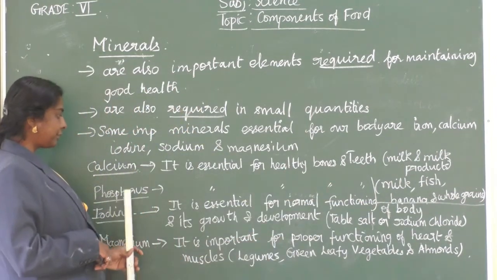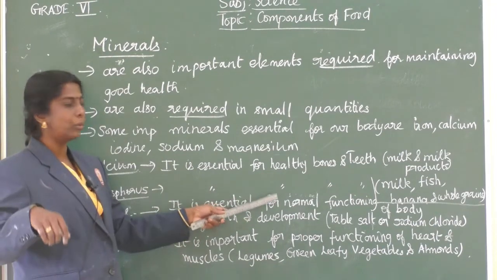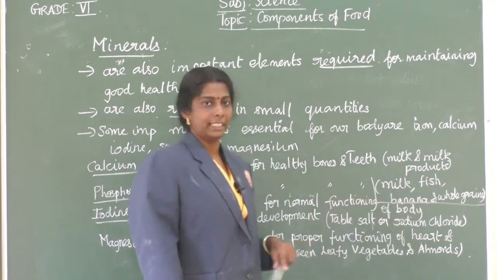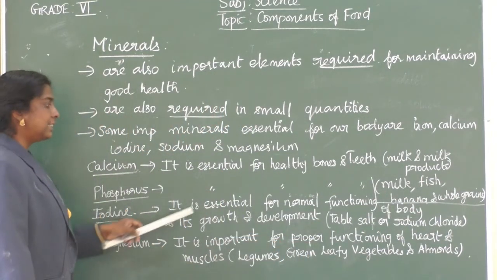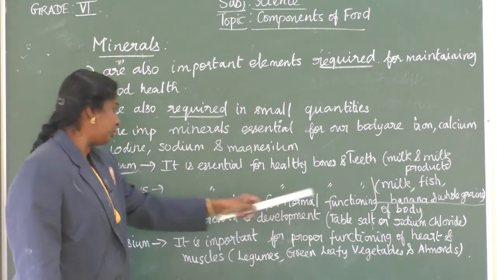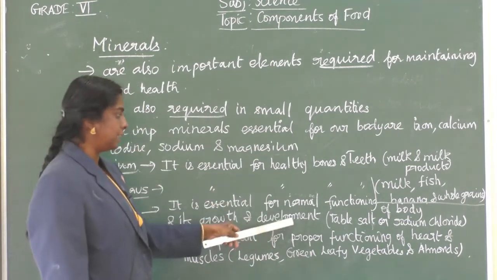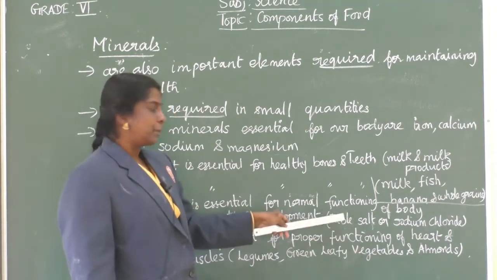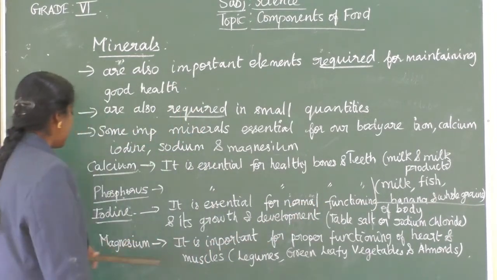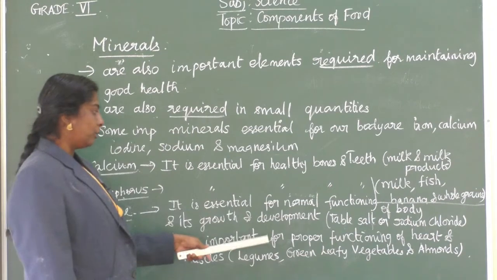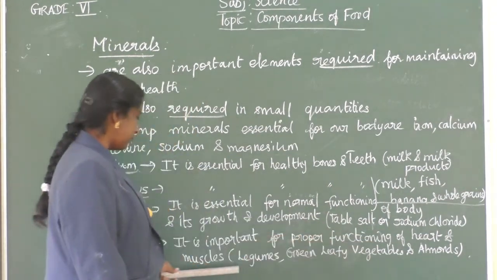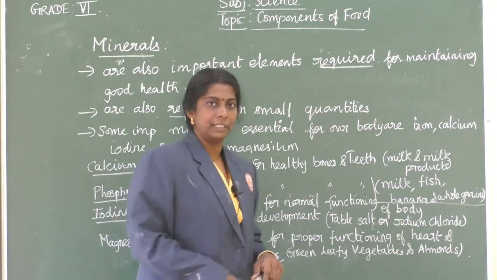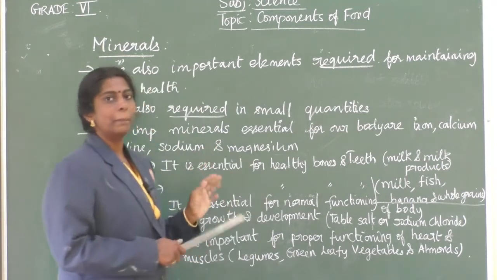About phosphorus, it is essential for healthy bones and teeth, and it is present in milk, fish, banana and whole grains. Iodine is essential for normal functioning of the body and its growth and development. It is present in table salt, or sodium chloride. Magnesium is important for proper functioning of heart muscles. It is present in legumes, green leafy vegetables and almonds. Is that clear? So this is about minerals.